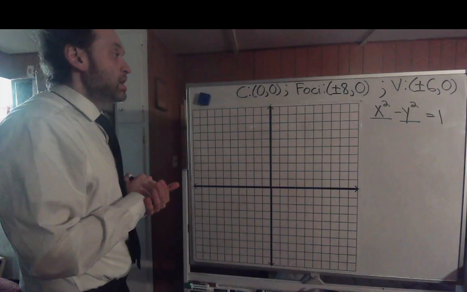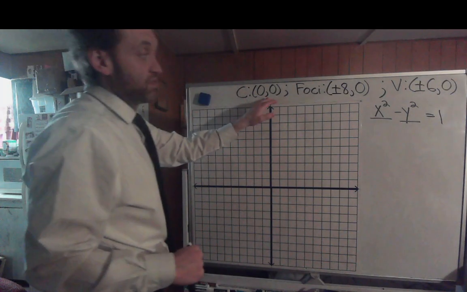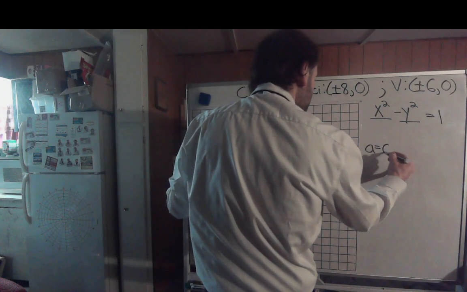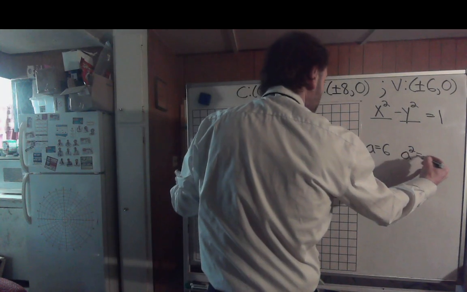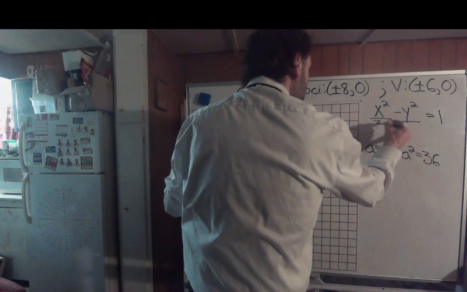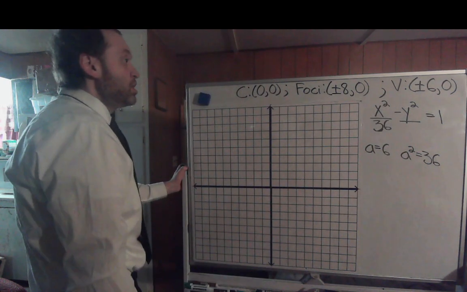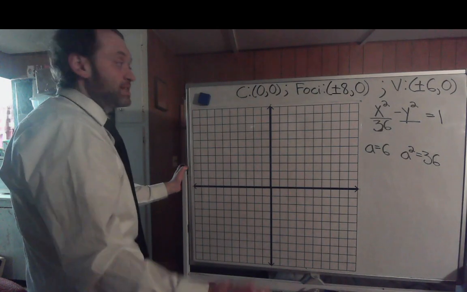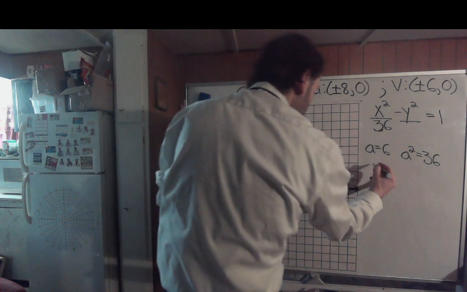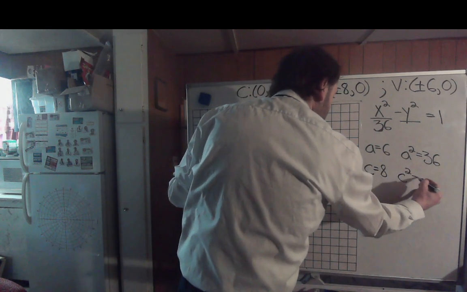Now, your vertices are plus and minus 6. That's a difference of 6 from the center, right? So that means your a equals 6, so a squared would equal 36. And since x is your major axis, that 36 goes right below the x squared. So we have that. Now, we don't know the length of the minor axis. That's okay. We know the foci are plus and minus 8, which is a change of 8 from the center. So c equals 8. Well, that means that c squared would equal 64.